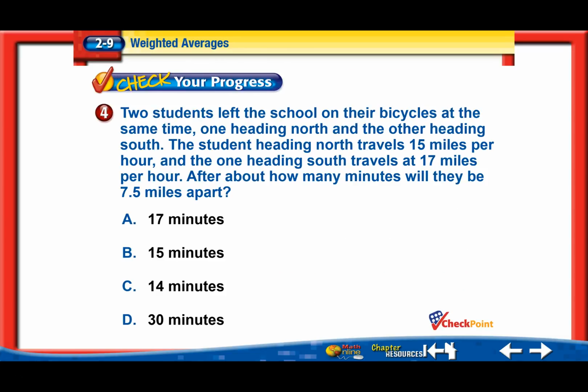All right, pause this one, give it a shot. Okay, two students left the school on their bicycles at the same time, one heading north, the other heading south. The one heading north is going at 15 miles per hour, and the one going south is going 17 miles per hour. How many minutes until they are 7.5 miles apart?